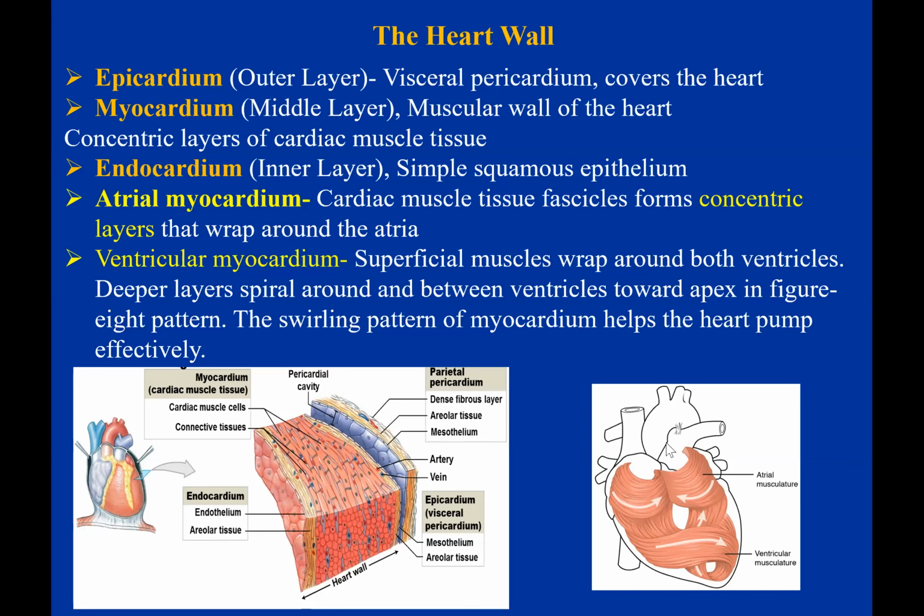And if you study the fascicle arrangement of the muscles of the heart, see the atrial musculature, you can see how it forms these concentric layers. This can withstand a lot of pressure, and it makes it very durable and efficient. And you can see the ventricular musculature is like a figure 8. So the fascicle arrangement offers a lot of stability to the heart. So these are the layers of the heart, and this is the musculature or the fascicle arrangement of the heart.